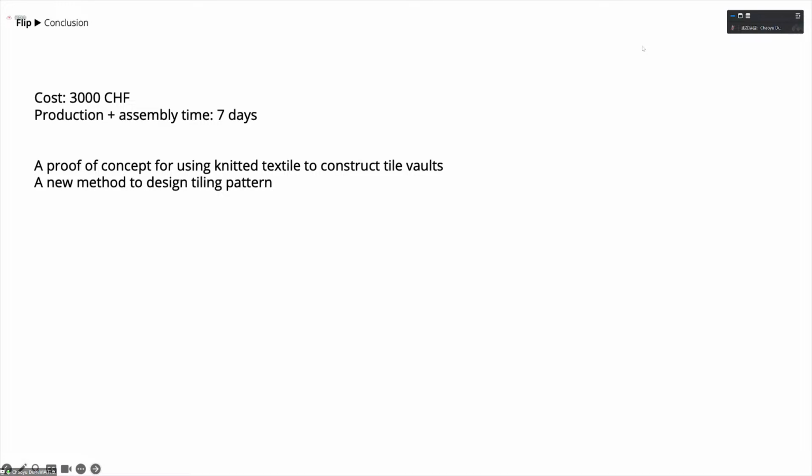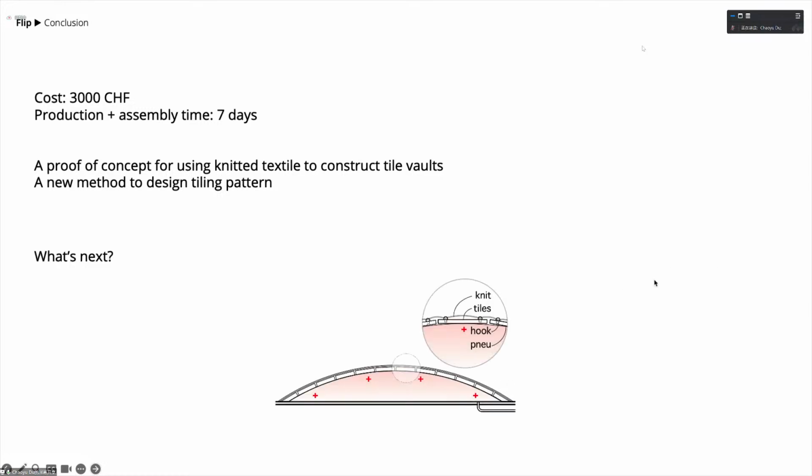knowledge about construction. And this project is not only a proof of concept of my PhD, but also proposes a new way to generate tiling patterns using this global optimization method, which I presented earlier. And so what's next? Of course, instead of using gravity, I will use air to construct vaults in the future. And also my plan is that I want to look more into the structural contribution of the knit in my system.